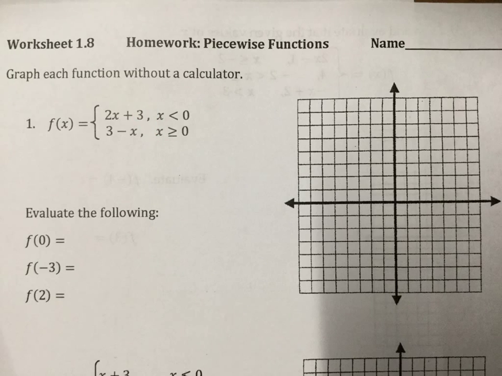Start with a y-intercept of 3 and a slope of 2, so I go up 2 over 1, up 2 over 1. I like to go down 2 and to the left, because a negative and a negative will still make my positive slope, and I connect it.